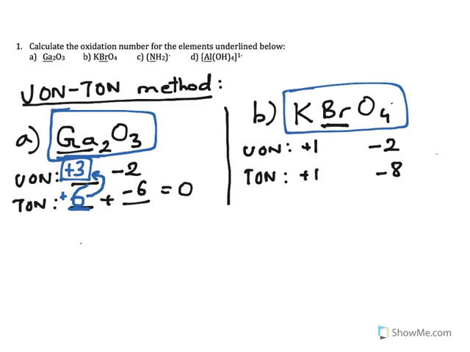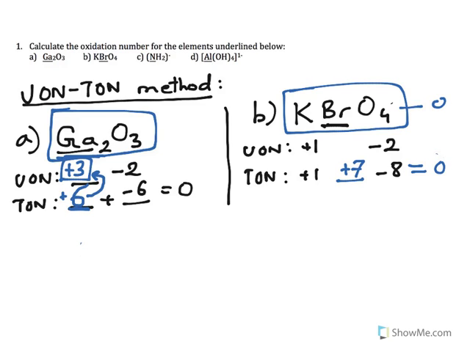And as you can see, it's 0. So that will mean that 1 plus -8, or 1 minus 8 plus something will give us 0. So that is definitely going to be +7, because 7 plus 1 will give us 8. 8 minus 8 is going to give us 0. So we can say that the total oxidation number for bromine here is going to be +7.